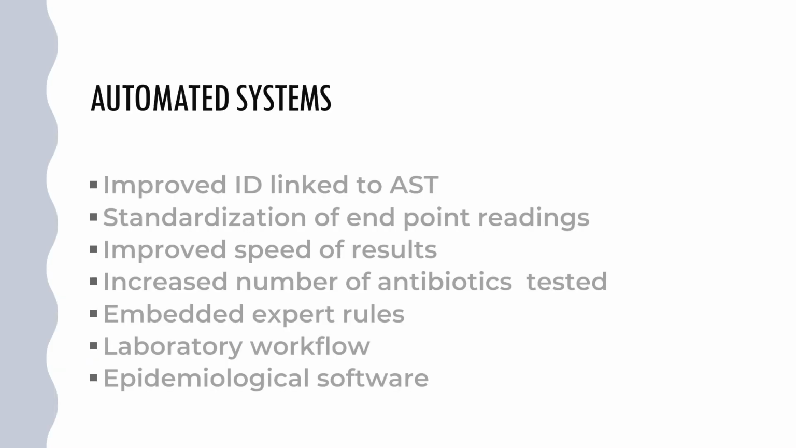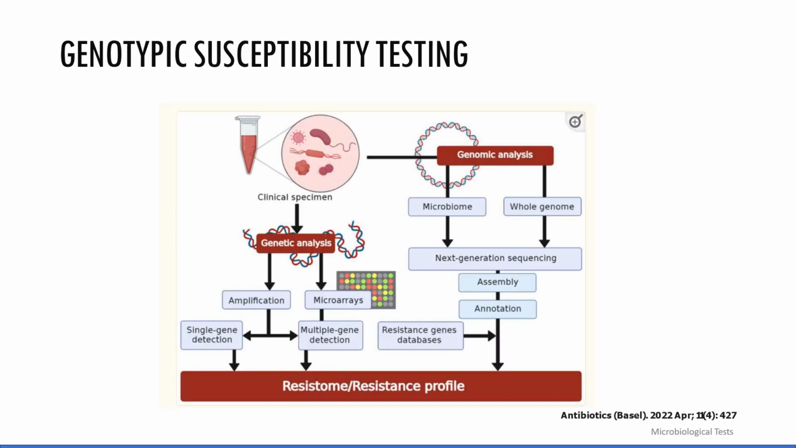The automated system offers improved identification linked with sensitivity testing, standardization of endpoint readings, improved results, speed, an increased number of antibiotics tested, embedded expert rules, managed lab workflow, and epidemiology software. Then we have genotypic testing too. We have seen phenotypic testing. About genotypic testing, we have next generation sequencing, microarrays, and genetic analysis. We get a resistome or resistance profile of the microorganisms in genomic testing.